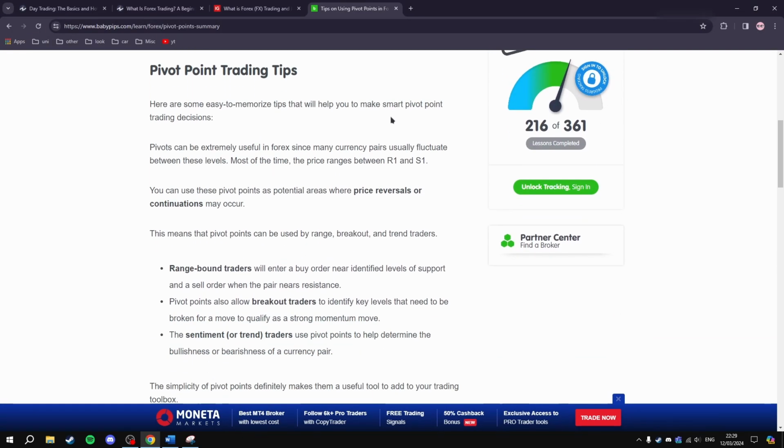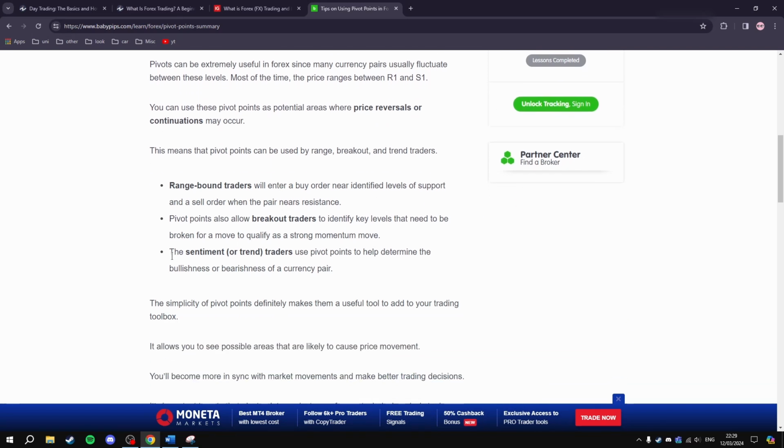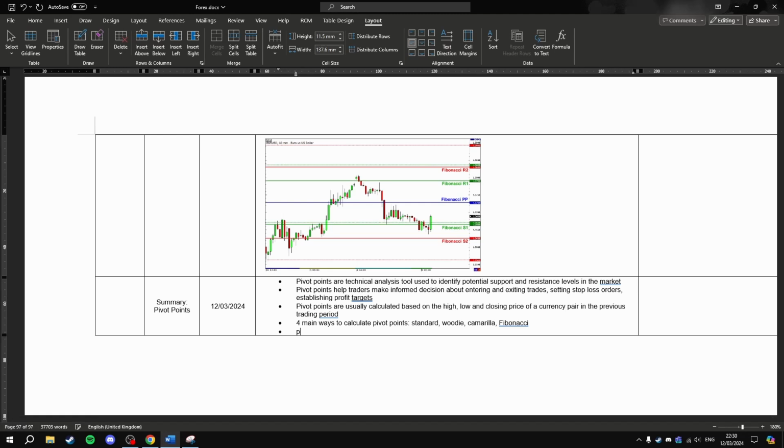Pivot point trading tips. Here are some easy to memorize tips that will help you make smart pivot point trading decisions. Pivots can be extremely useful in Forex since many currency pairs usually fluctuate between these levels. Most of the time the price ranges between R1 and S1. You can use these pivot points as potential areas where price reversals or continuations may occur. This means that pivot points can be used by range, breakout and trend traders.